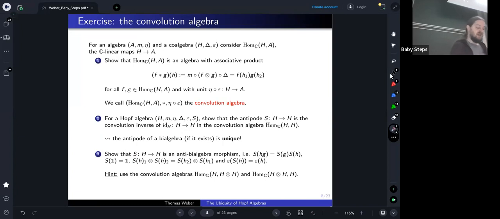Furthermore, you can show that any antipode is an anti-bi-algebra morphism. So this means that it reverses the product in this way, maps the unit to the unit, and it reverses the coproduct, and it maps the co-unit to the co-unit. Just as a hint, if you want to prove the last one, use the convolution algebras here. If you solve this exercise by Friday, I buy you a beer. You can take a picture or ask me for the.